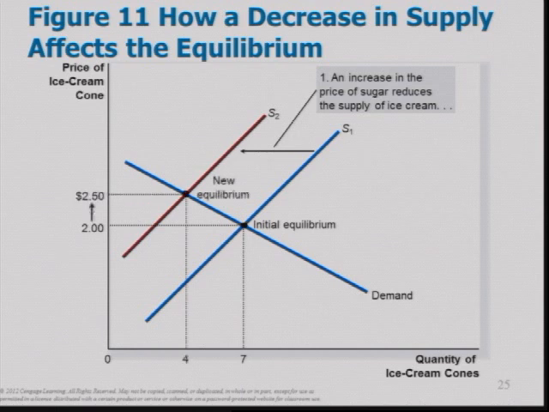And if I click through, what does this mean? What can we say about this figure now? When there's a sugar shortage and ice cream suppliers aren't making as many, they're not as willing and able to make as much ice cream as before at every price, so fewer ice cream cones are going to be sold at higher prices each.